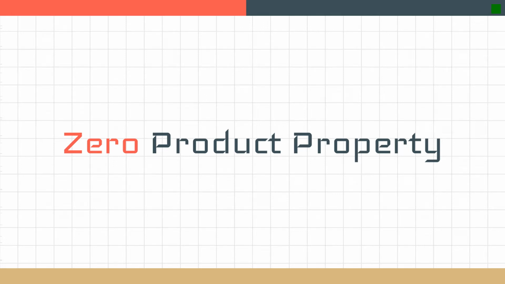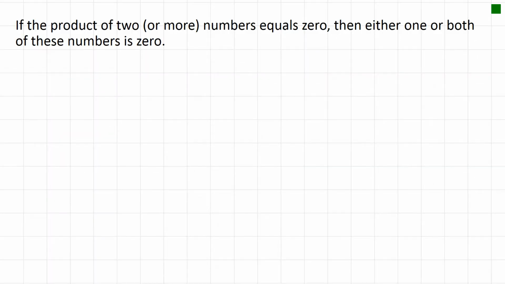The zero product property. If the product of two or more numbers equals 0, then either one or both of those numbers is equal to 0. Let me show you what I mean. If A times B equals 0, then what could A or B be?